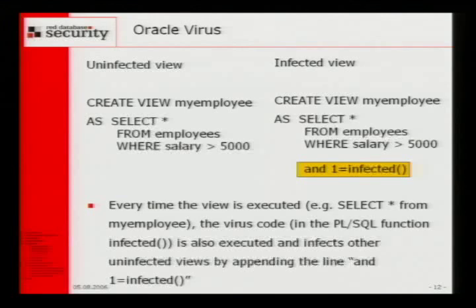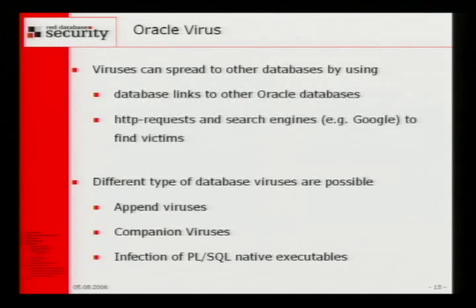And now, this is a proof of concept. So on the left side, we have the view, my employee, select star from employees where salary bigger than 5,000. And on the right side, we are appending a PL/SQL function. And every time you run a select from the view, from the now infected view, this function is executed. And this function is looking for new uninfected views. And we can also spread, so a virus must spread. So via database links, we can also connect to other databases. We can do HTTP requests from the database in many cases. And then we can go to Google, retrieve data.